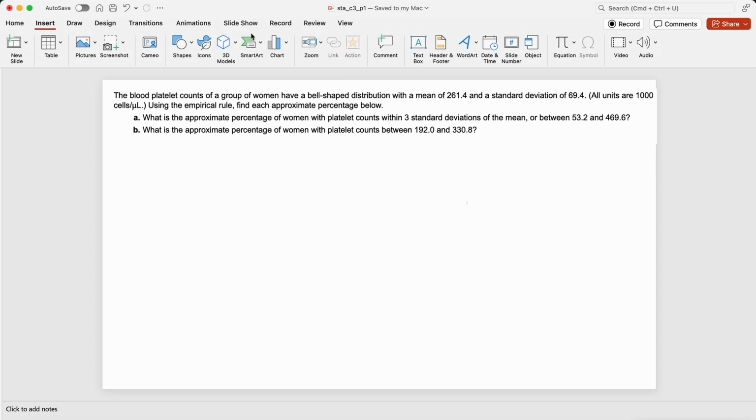Okay, so it says the blood platelets have a mean of 261.4 and a standard deviation of 69.4. So that's going to be important. Mean, standard deviation. We could write their true mathematical symbols, but that's okay. And then it says, using the empirical rule, find the following percentages.